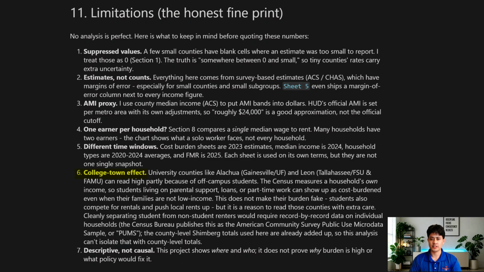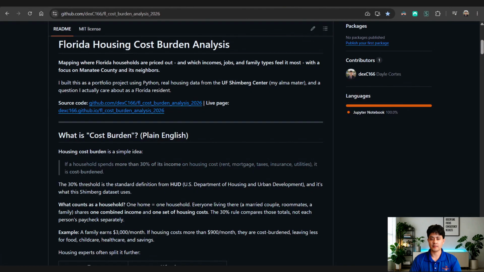Ultimately, this project is descriptive, not causal. It maps out exactly where and who the data represents without trying to force a policy conclusion. This end-to-end Python pipeline effectively turns raw public records into actionable spatial and demographic business intelligence.